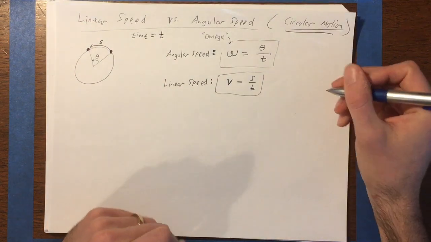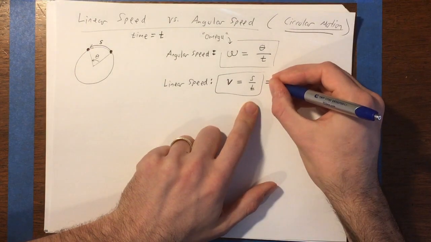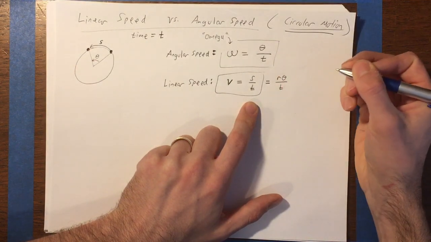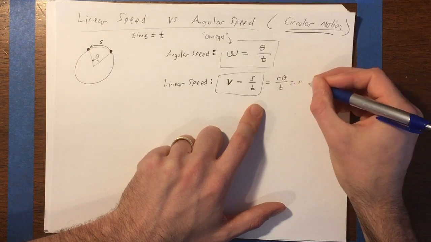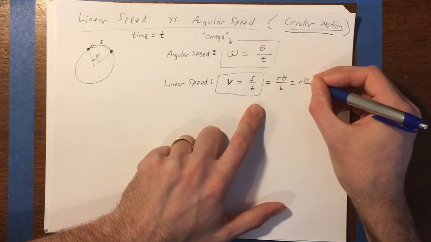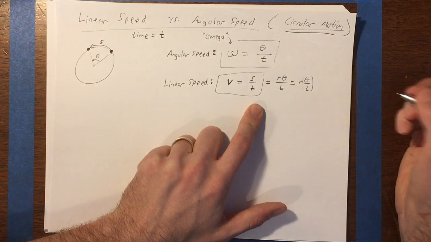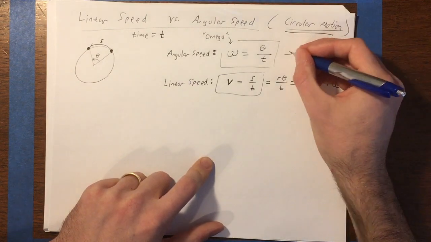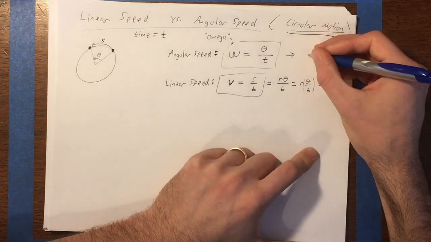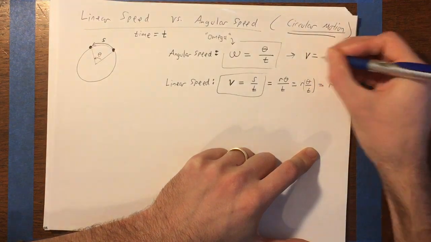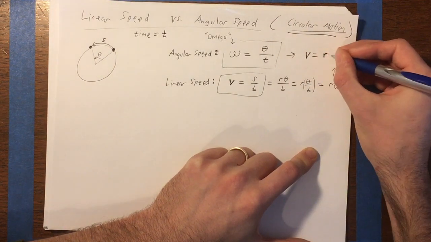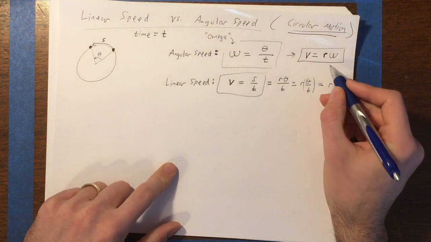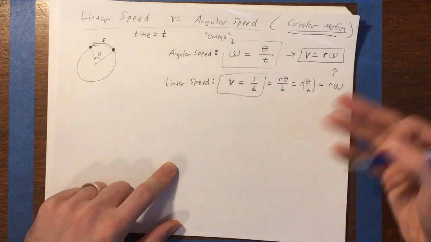Since s is the arc length, we actually already have a formula for arc length. In the previous video, we learned that arc length is r times theta. So that's r theta over t, which we could write as r times theta over t, and theta over t is omega. So taking these two pieces of information and putting them together, the linear speed v is related to the angular speed by just multiplying by the radius. So v equals r omega, and that is the equation that relates these two types of speed to one another.